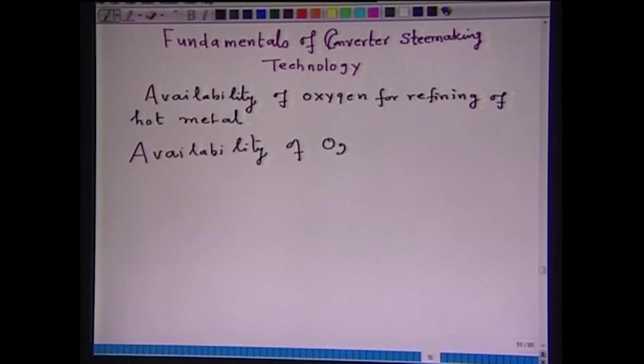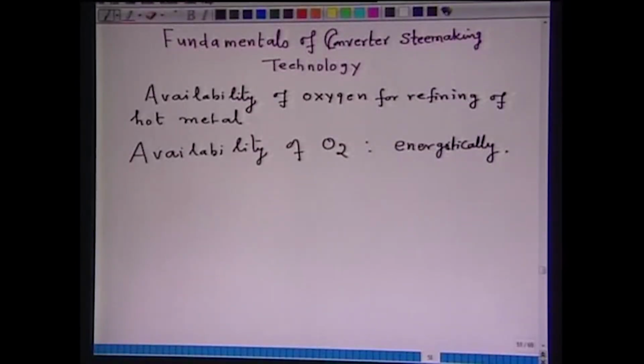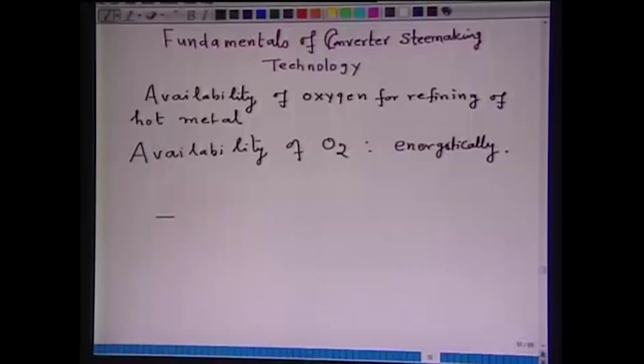Oxygen during the refining of hot metal in converter is available energetically. This energetic supply of oxygen is obtained by passing a certain flow rate of the oxygen through the nozzle. That is, whenever a certain amount of gas passes through a nozzle, an energetic form of gas supply is achieved. Now, there are two different types of nozzles. One, I will draw it for you.